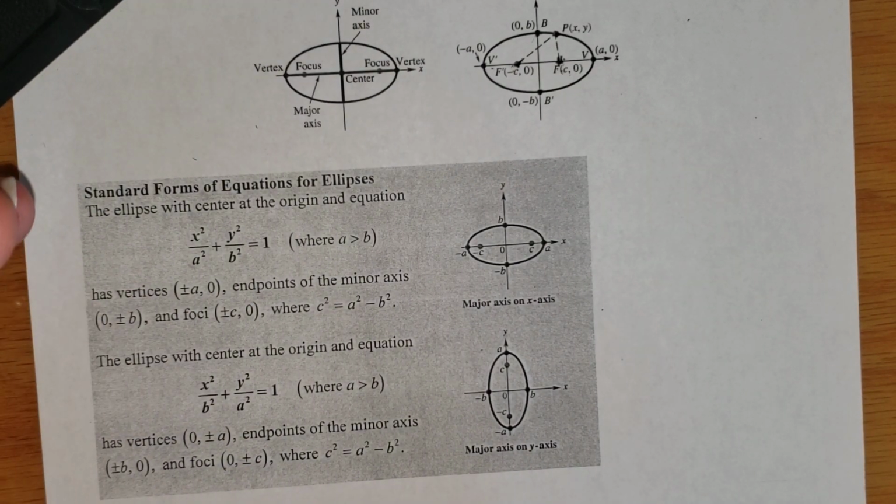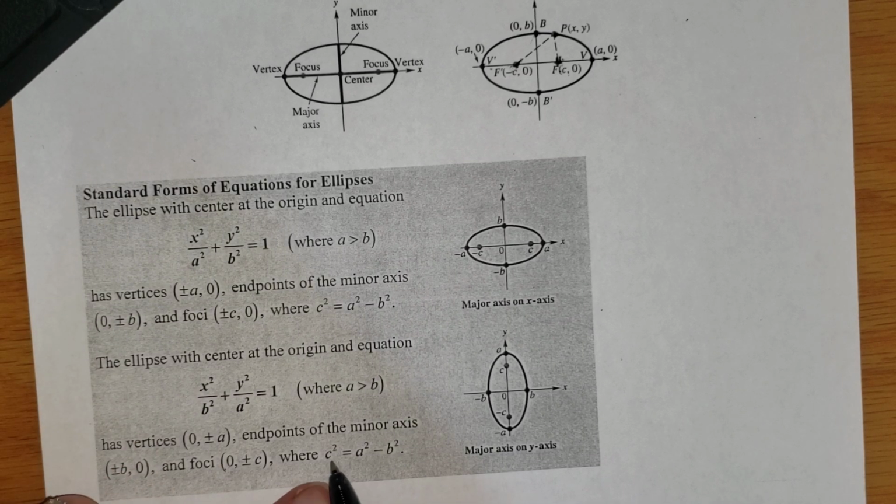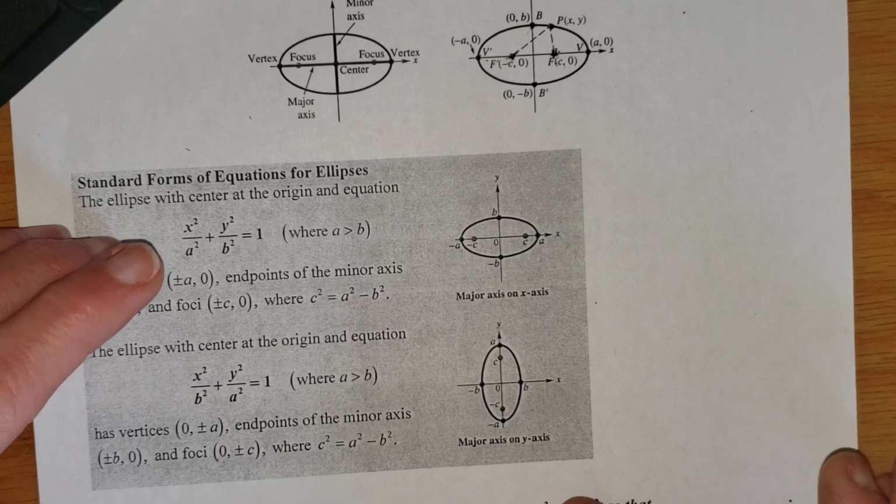And then your foci, again, we're using the c, where we calculate the c value by c squared equals a squared minus b squared. So the foci this time are on the y-axis. So their points will be at 0, plus or minus c.